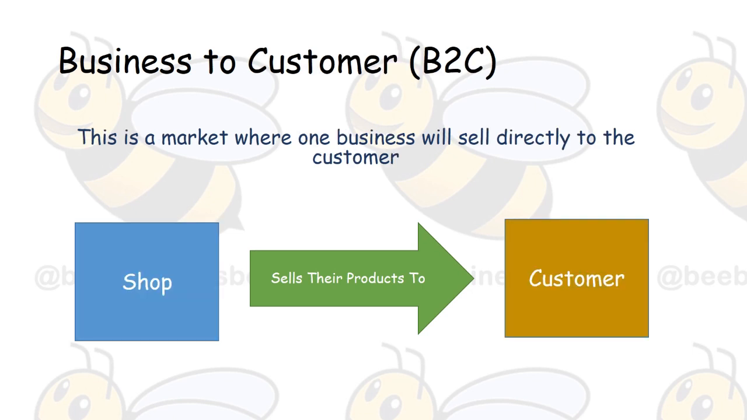Now the other type of market is business to customer or B2C. And this is a market where one business will sell directly to the customer. So for example, the shop that previously bought the product from another business will now sell those products directly to the customer. At this point, that part of the transaction is seen as a business to customer market.